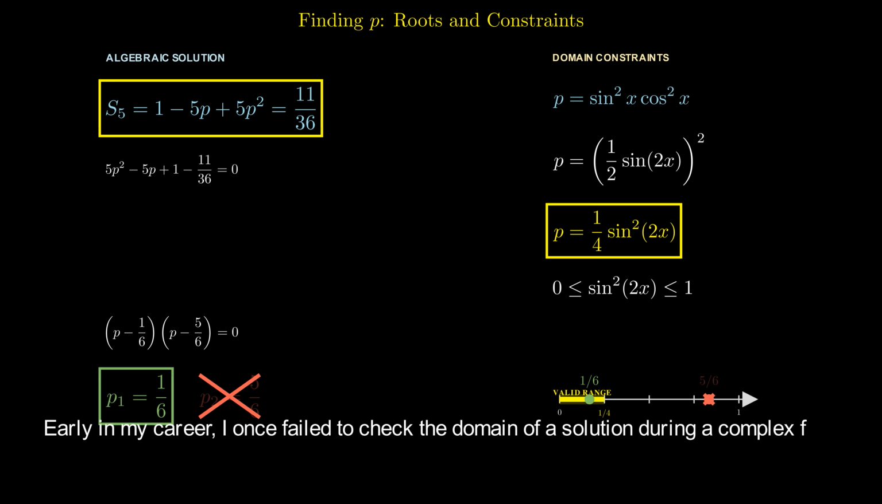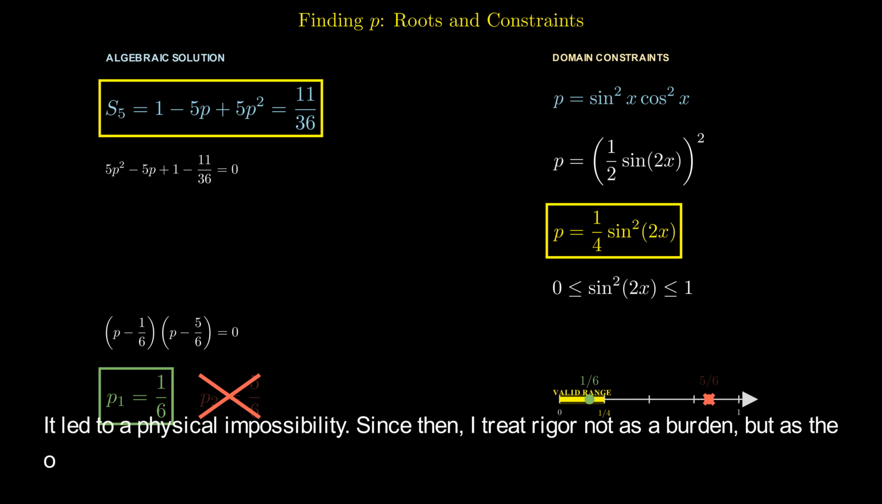Early in my career, I once failed to check the domain of a complex fluid dynamics proof. It led to a physical impossibility. Since then, I treat rigor not as a burden, but as the only safeguard of truth.